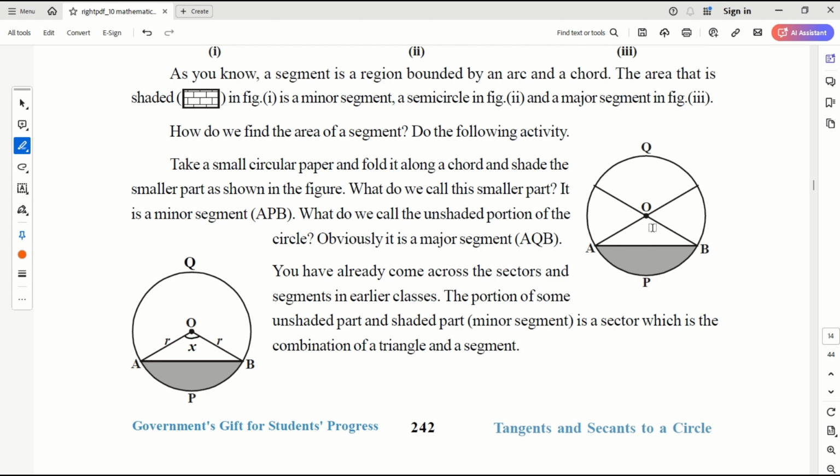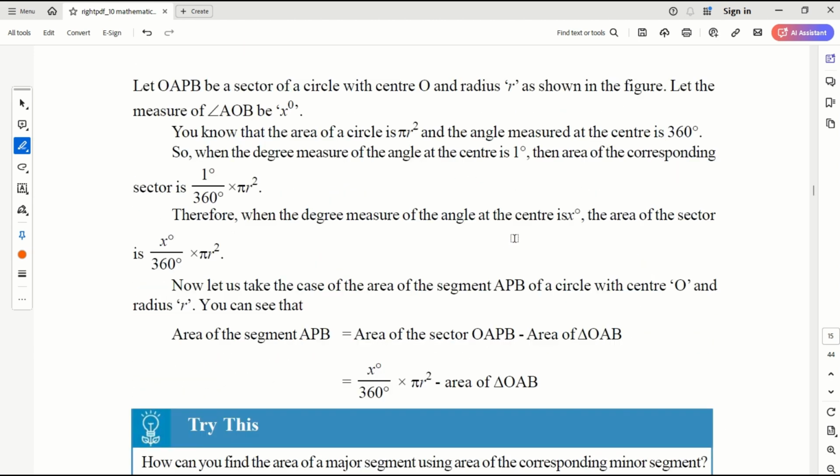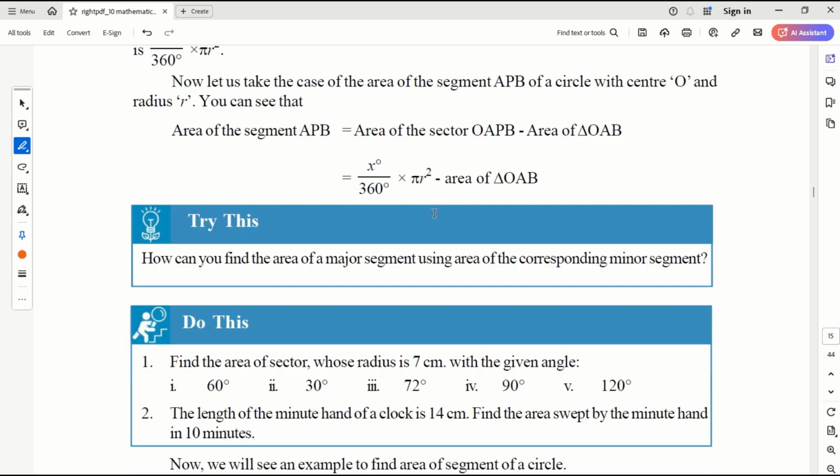If this is theta, theta by 360 degrees into pi r square is this complete sector area, correct? Once you know the complete sector area, you calculate this triangle area and subtract. Then what you will get is this shaded area, correct? So that is one way, and that is what is shown here: x degrees by 360 into pi r square minus area of the triangle AOB or OAB. So this is one way.